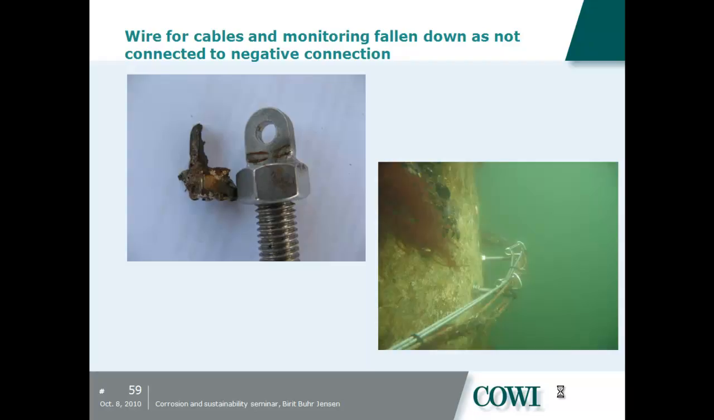This was what it should have been like. This is what it looked like after 1 year. Completely gone. The diver says, I forgot it. This is on me. So he went down there and made a new connection. Stray currents, of course, if it is placed directly in an electrical field, give very rapid corrosion.